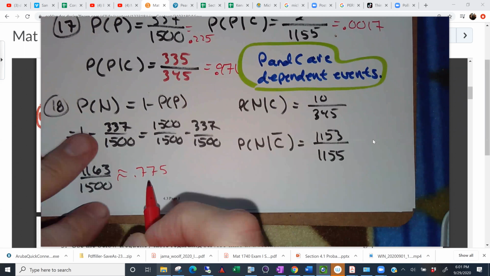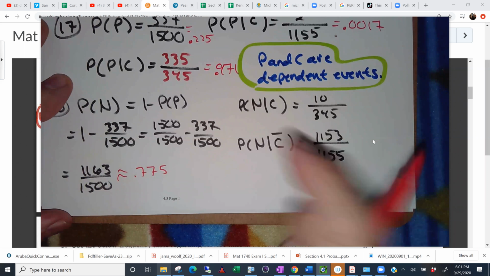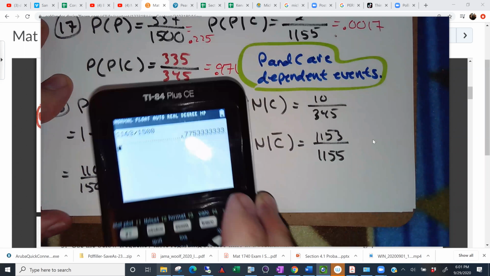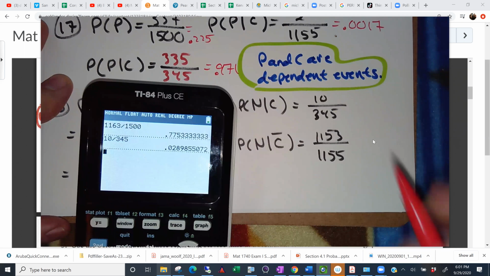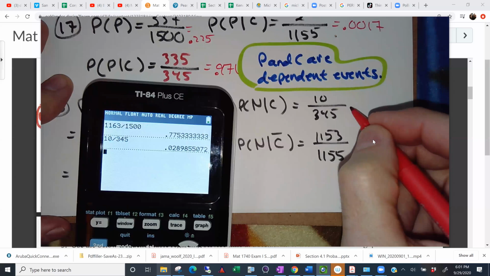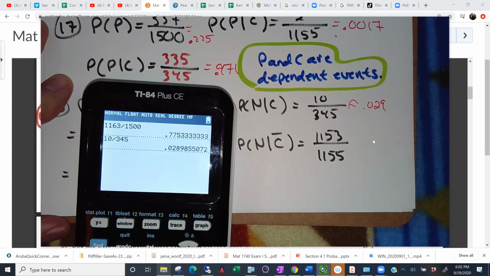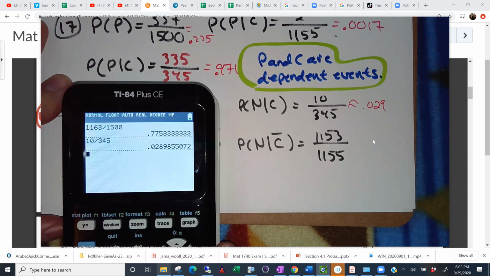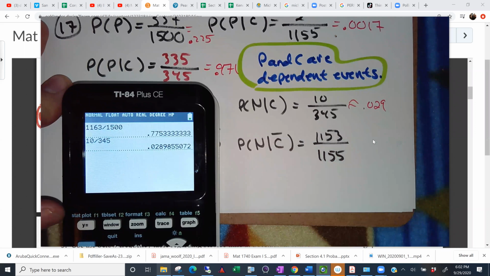So not quite 78% of people tested negative. But if I tell you that somebody actually has hepatitis C, and I ask for the probability that they test negative, then that probability drops, and it's about 0.029. So about 2.9%. But if I tell you they don't have hepatitis C and ask you what's the probability that they test negative, now it's going to be virtually like 99%, I would imagine.